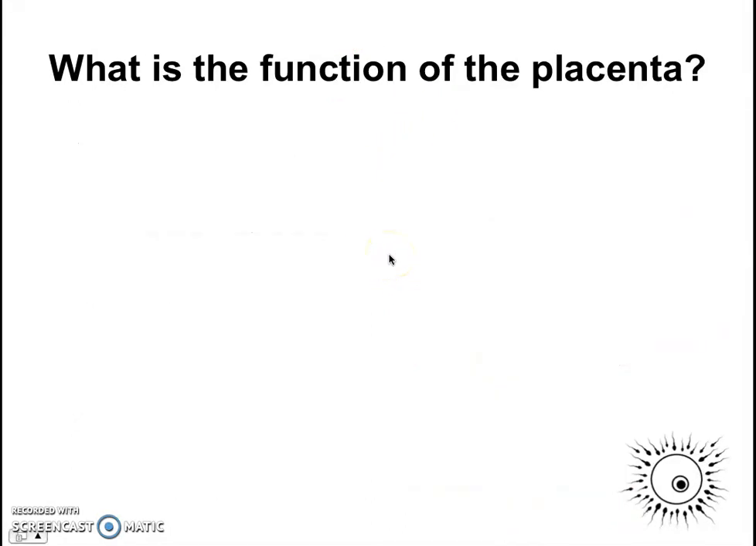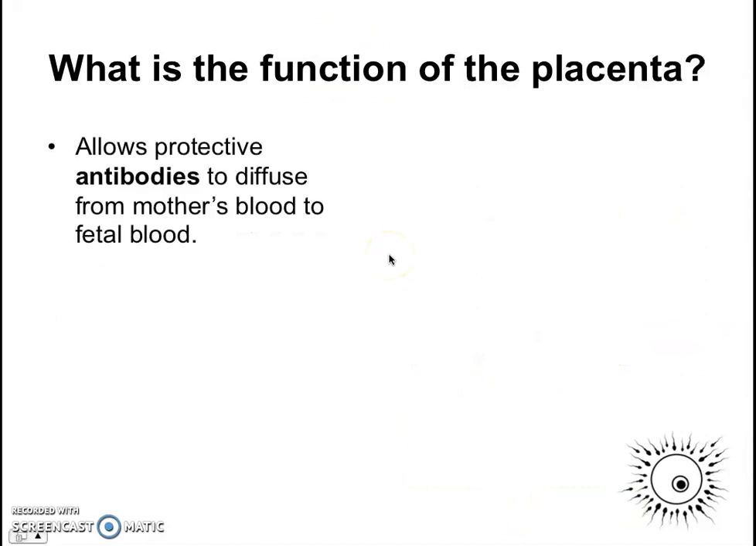Now, besides that, the placenta has a few other functions. Firstly, the placenta also allows antibodies from the mother's blood to diffuse into the fetus's blood. So some good antibodies, for example, against German measles, are able to diffuse into the fetus.